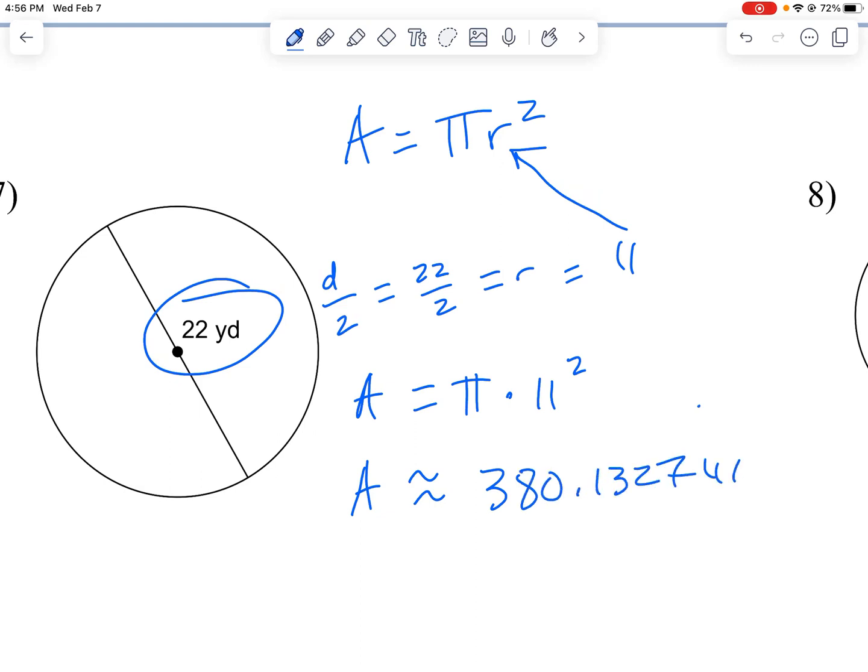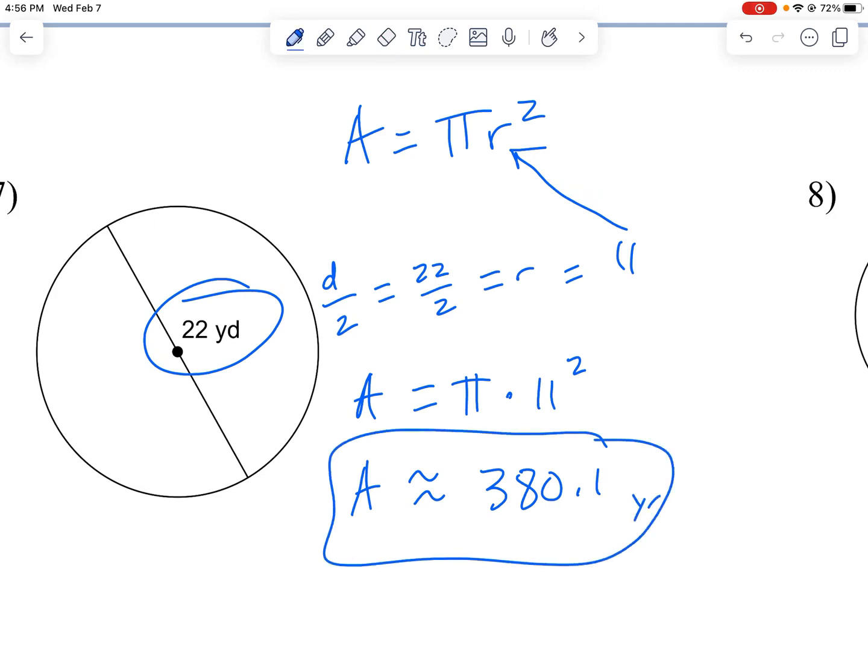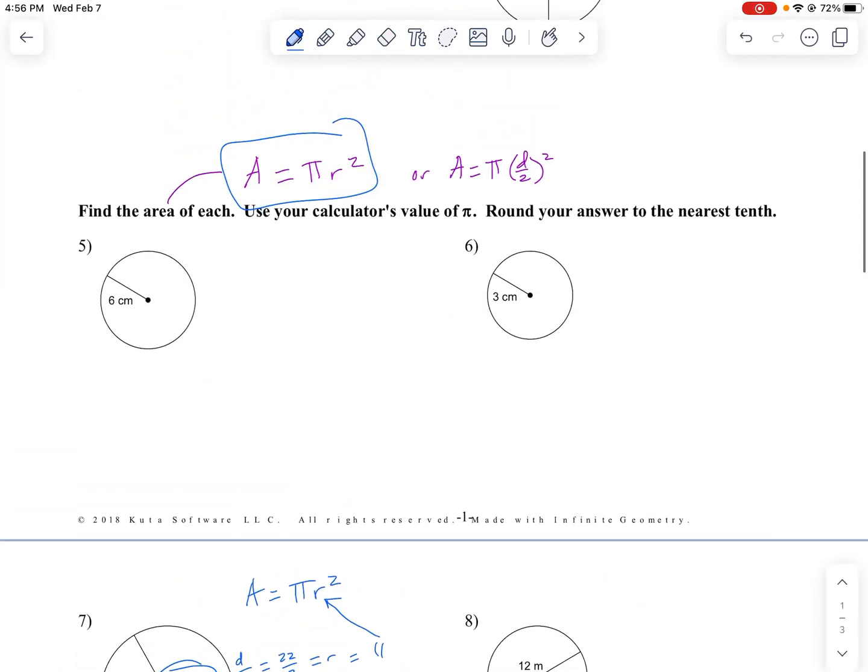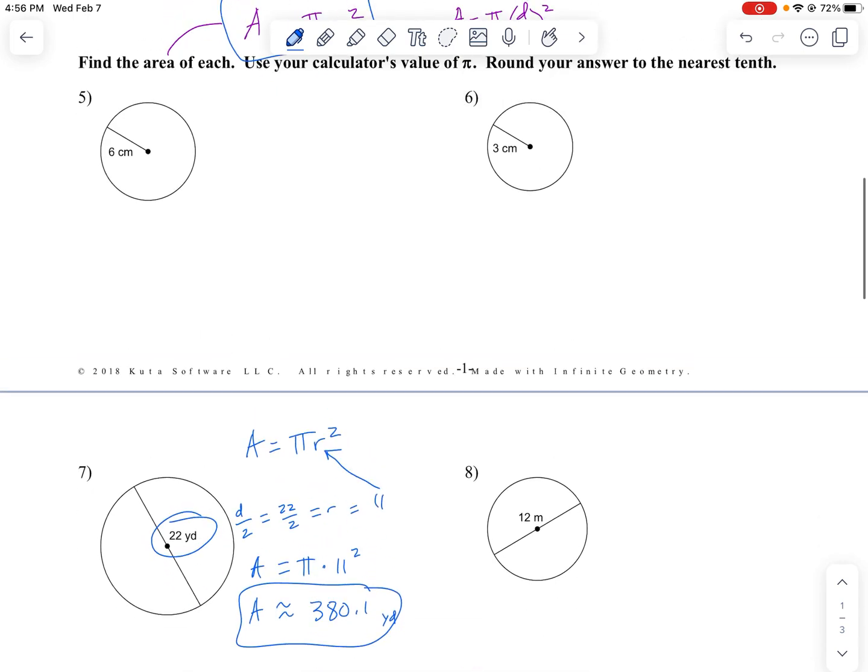380.13271111. Again, we're going to round this off just to the first decimal place. The second one was 3, so we're going to round it off there. And now we got it, and this is in yards, so we'll put yards on there. So yeah, that's what's going on in that section.